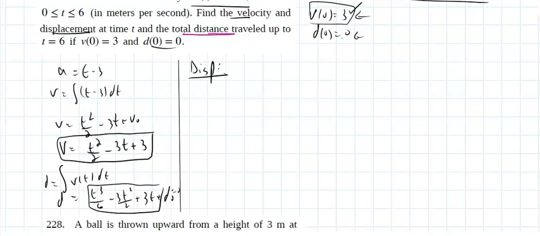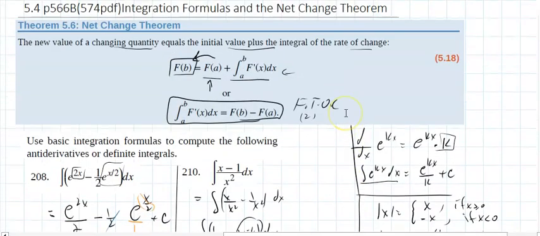All right, well, displacement is simply the integral of the velocity from 0 to 6. Done deal. Now, the reason I need to find this, if this wasn't 0, I would have to add that to the initial amount.